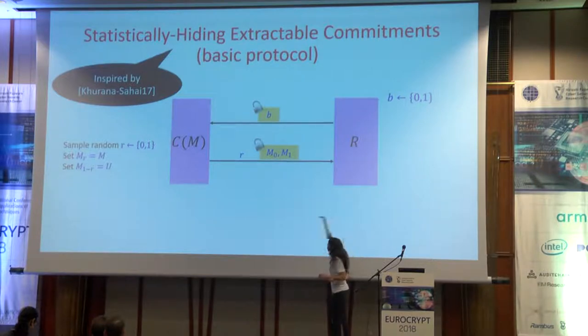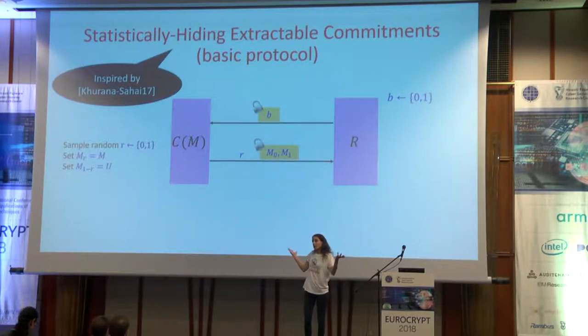So the receiver will send a random bit B, and he will get one of these messages. If B equals R, he got the message. So it's not a good commitment scheme. It's not hiding at all, only with probability half. If he didn't get R, he gets nothing, statistically.